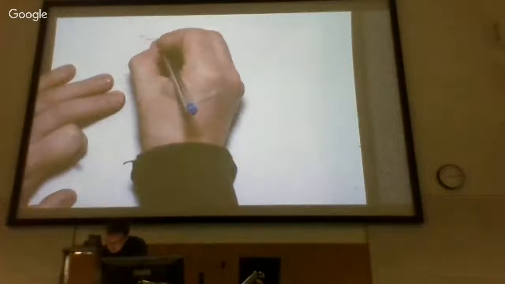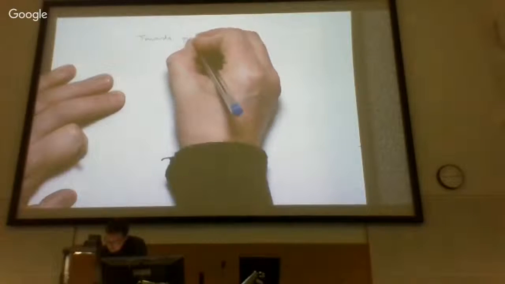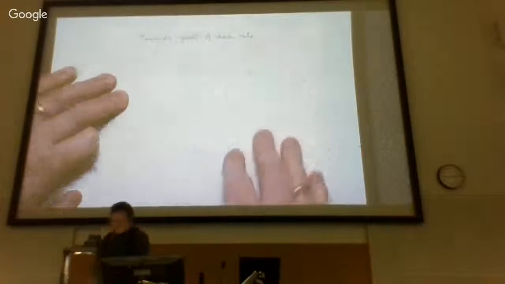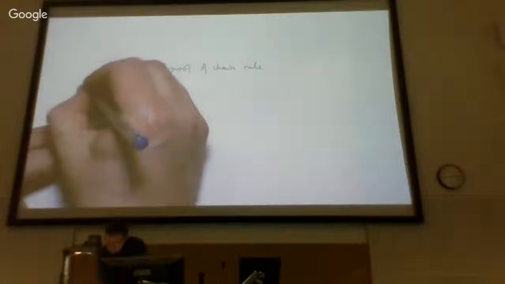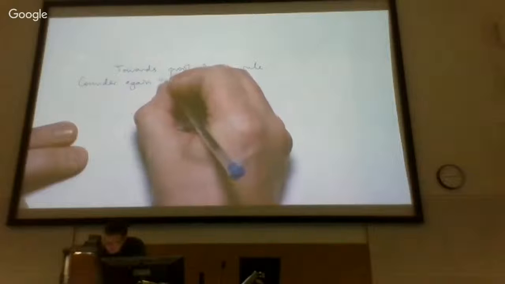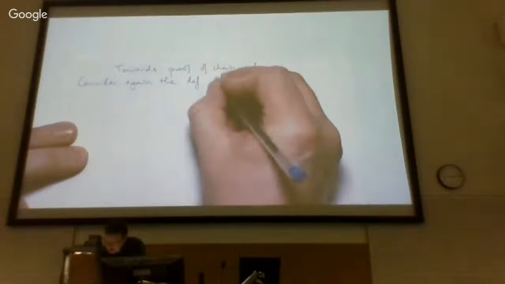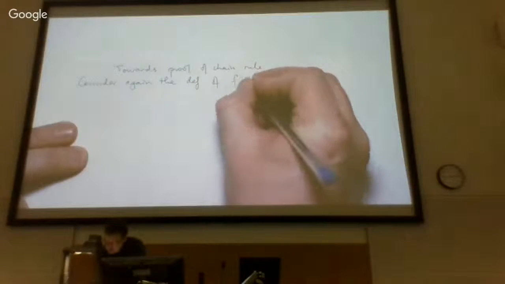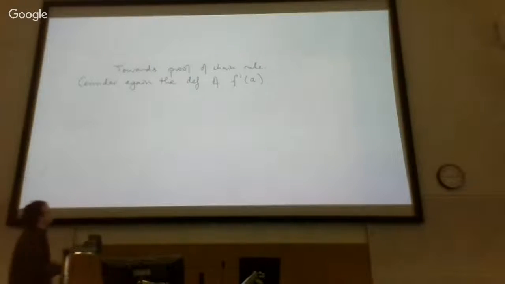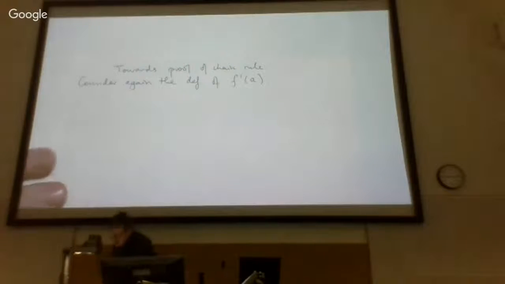This is towards the proof of the chain rule. So our first step is, as I said, to return to the definition of the derivative. So we'll consider again the definition of f prime of a, just thinking of f as a general function. What was the definition of the derivative?